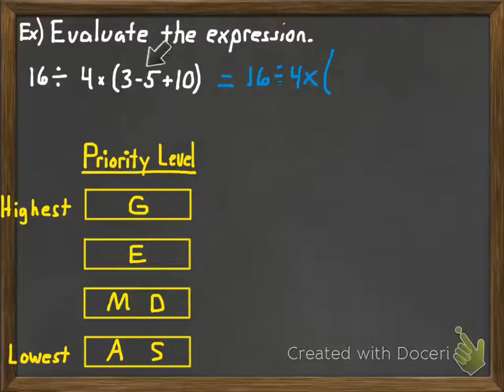And inside the grouping symbol, we've got subtraction and addition. Now, here's what I was talking about a little bit ago. You don't always add before you subtract. You do whichever one comes first. And in this case, the subtraction comes first. So we'll do 3 minus 5, which is negative 2. And then we'll take care of the addition on the next step.